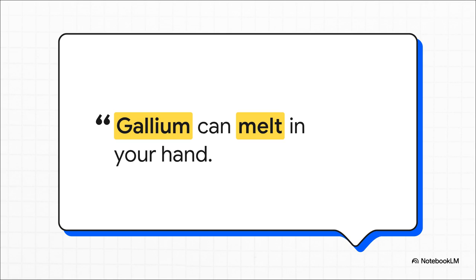Its melting point is around 30 degrees Celsius, which is just a little bit warmer than room temperature. This means it can literally melt right in your hand. The fact that it can melt is its physical property. The act of it actually melting, that's a physical change. It's still gallium, just in a different state.